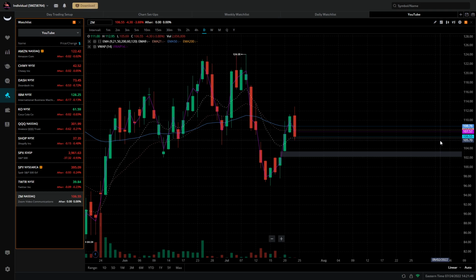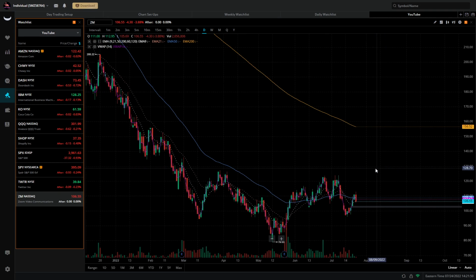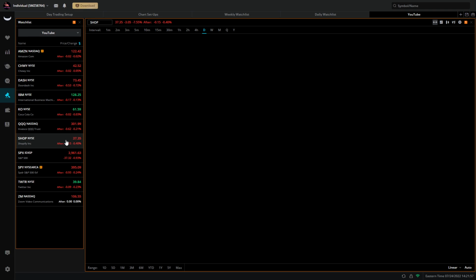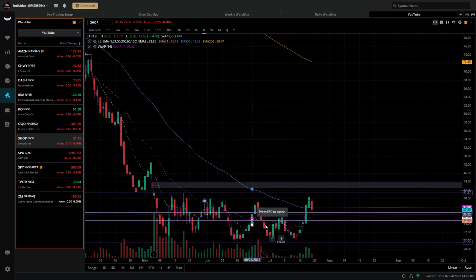Lastly, we have Zoom. Now, Zoom is kind of a range. It's not too clear of a range, but I still want to chart it out for you guys because not everything's going to look pretty, obviously. Not everything's going to look like Shopify. Shopify has a really clear range. You have the high, you have the low.